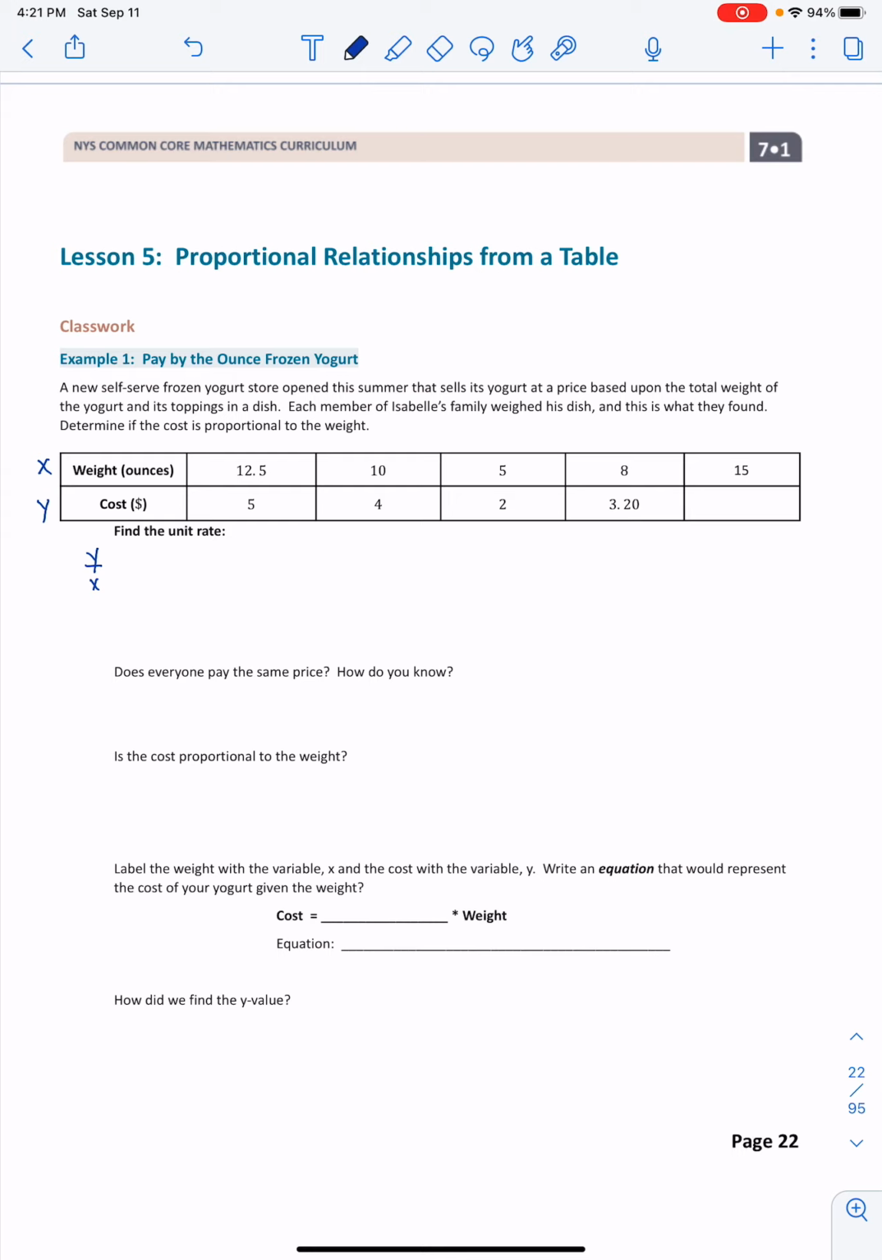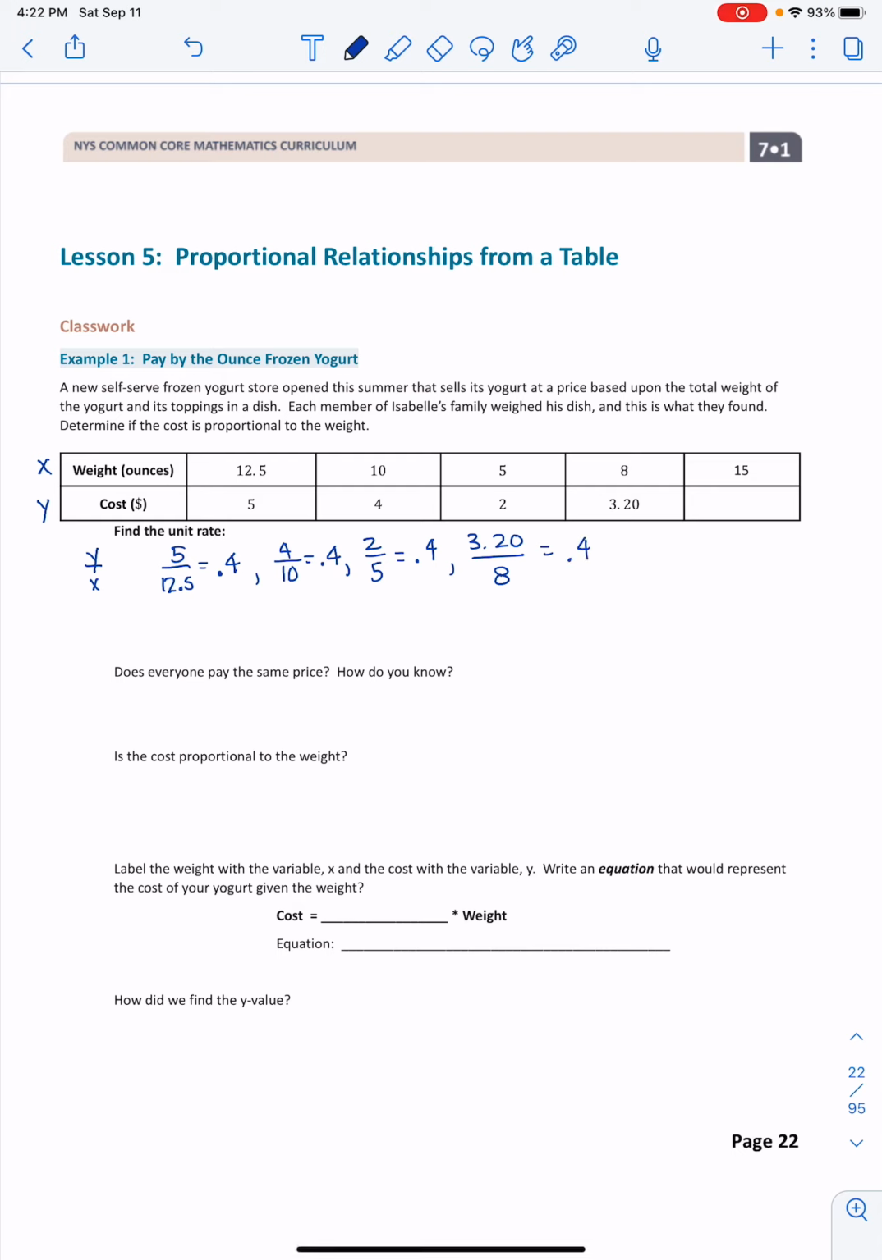So we have 5 divided by 12.5, and that's going to equal 0.4. Then we have 4 divided by 10, which equals 0.4. Then we have 2 divided by 5, which equals 0.4. And last, we have 3.20 divided by 8, which also equals 0.4.